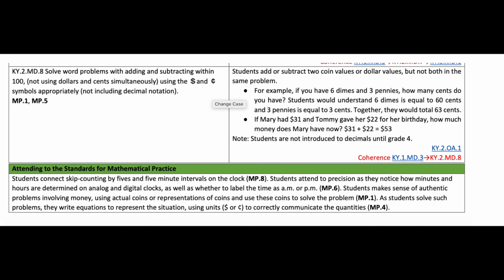Now, at this point, we're going to make sure that they can count by fives, like I said, and those kind of things. And they're going to add and subtract 2 coin values or dollar values, but not both in the same problem. So a good example is 6 dimes and 3 pennies. And we know that this is important, and this is why I'm going to show you the video in just a minute of using a hundreds chart to actually teach this.